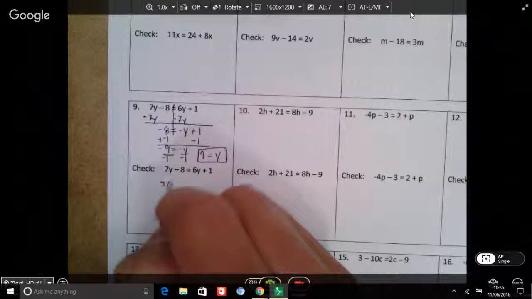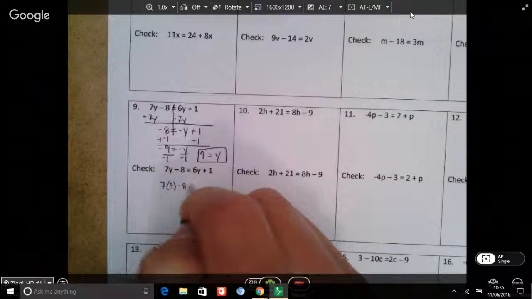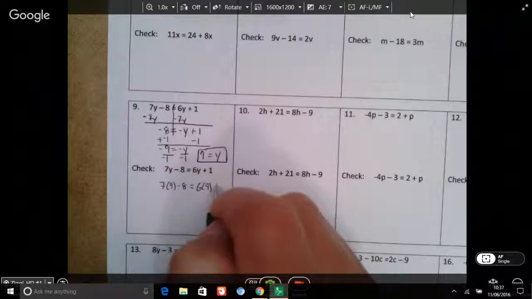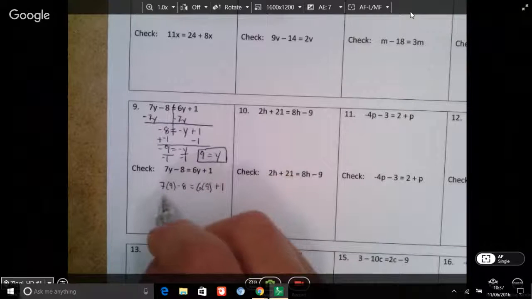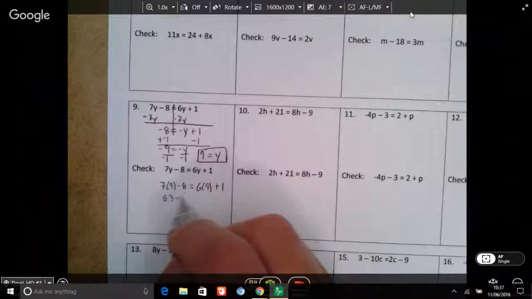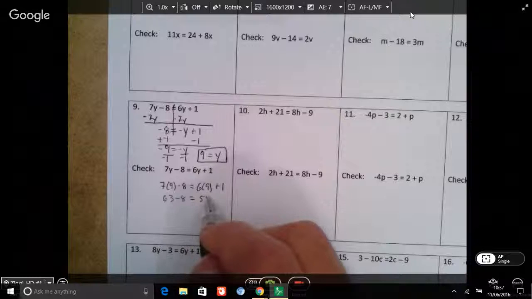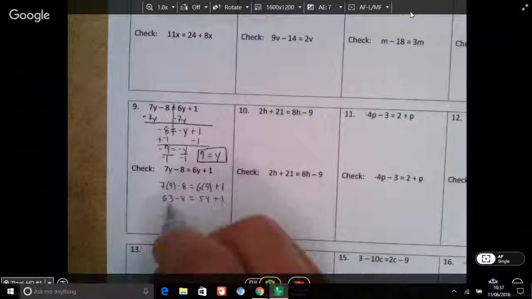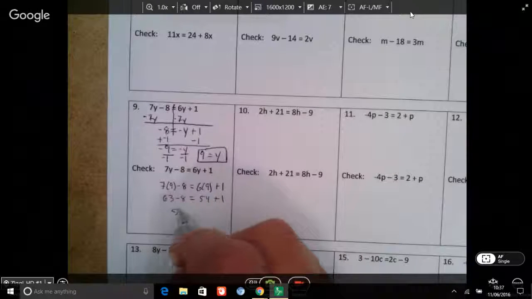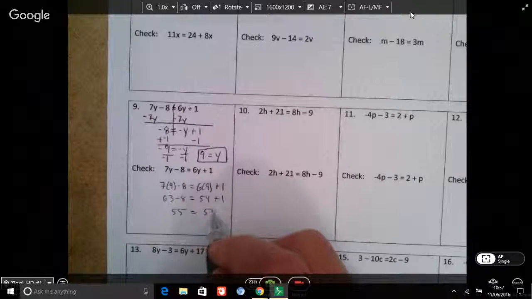Let's check to see if it works. 7 times 9 minus 8 equals 6 times 9 plus 1. This is 63 minus 8. This is 54 plus 1. 63 minus 8 is 55. 54 plus 1 is 55.